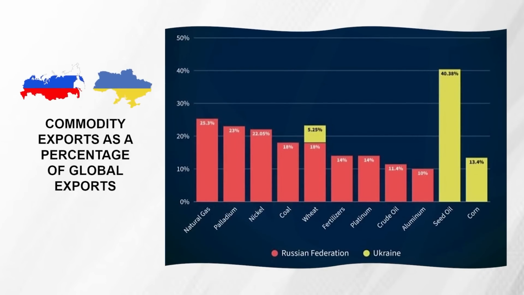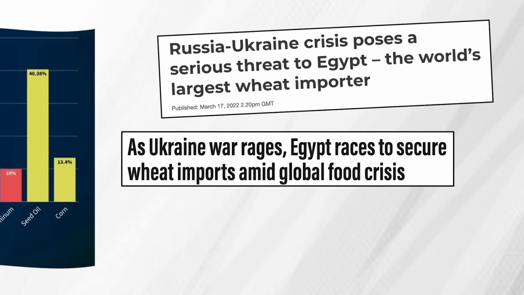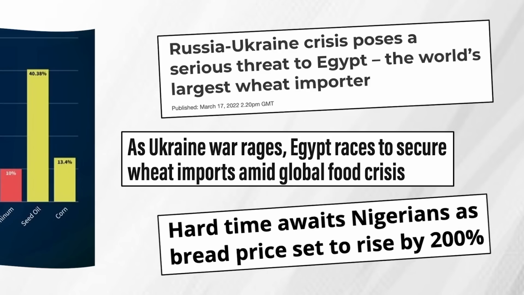For instance, many countries rely on Ukraine and Russia for essential food items like wheat, corn, seed oil, etc. Now, when the conflict started, wheat, of which these two countries are big exporters, went off the consumption table in many countries, especially Egypt, which is the world's number one wheat importer, and also countries like Nigeria, where the price of bread doubled in many places.